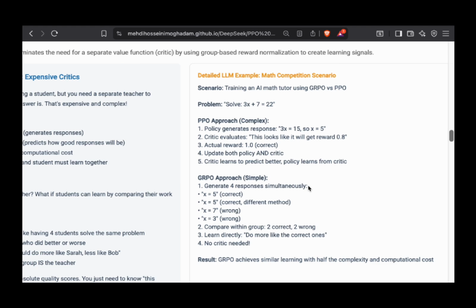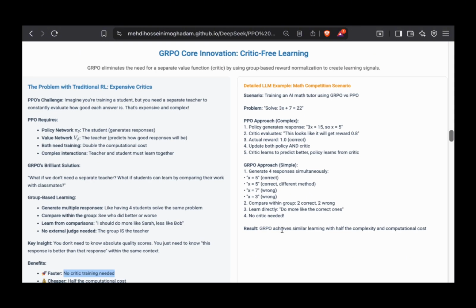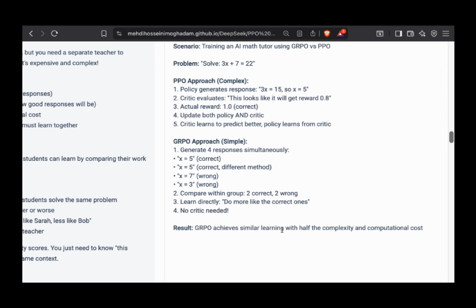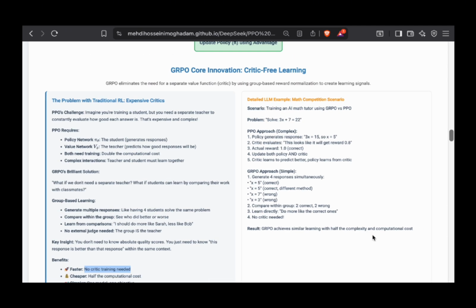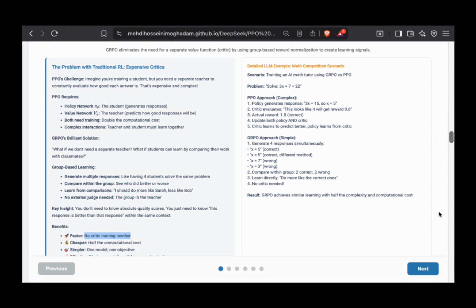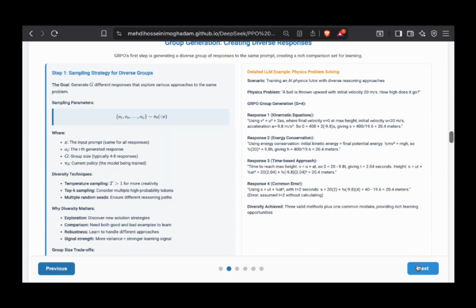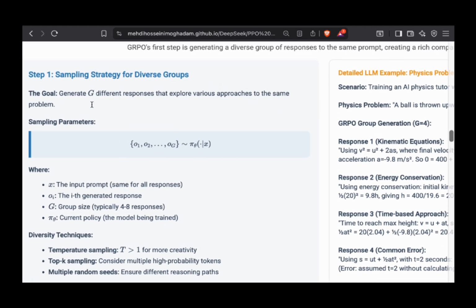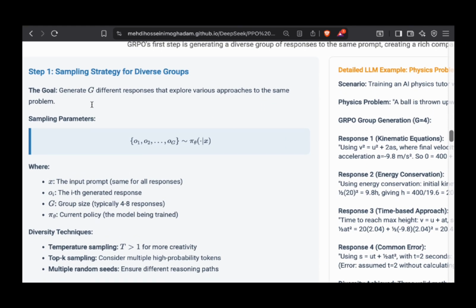And as you can see, there is no need for critic or calculating any reward function. So the result, GRPO achieves similar learning with half of the complexity and computational cost, which is perfect. And that's why the guys in DeepSeek, they managed to make it that much efficient with, I think it was something around $5 million. They managed to make something as good as something like GPT-4o and so on and so forth. So yeah, step 1, again, diving into a little bit more details.